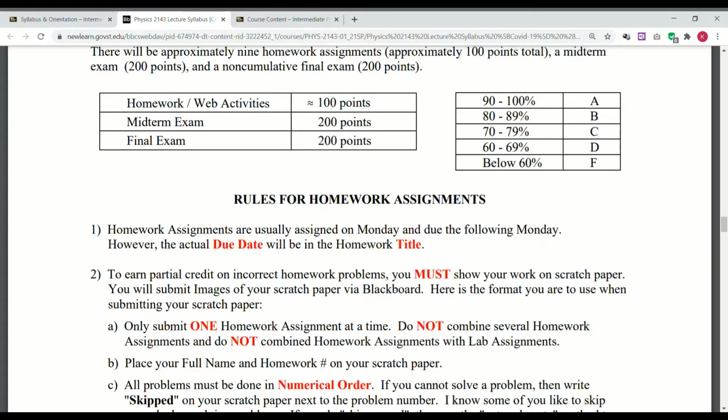Now we also have a midterm exam and a final exam. Here's what I want you to know about the exams. The exams will have 2 parts. One part is the closed book exam. Now this you will be taking online.